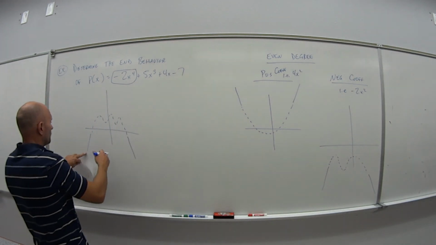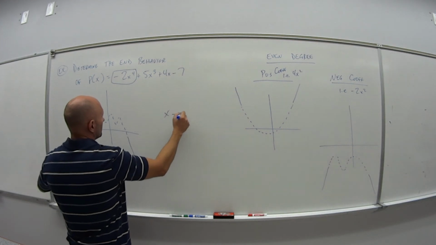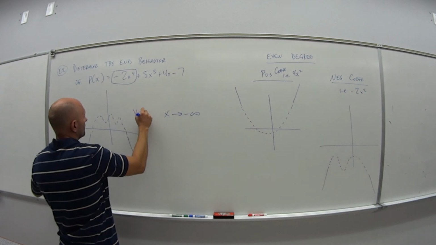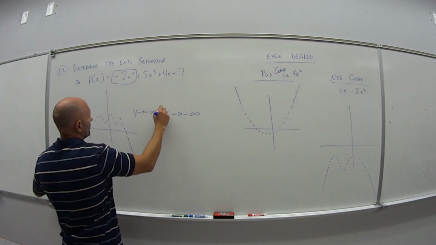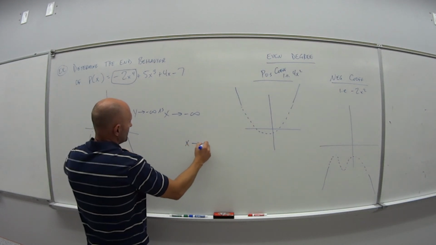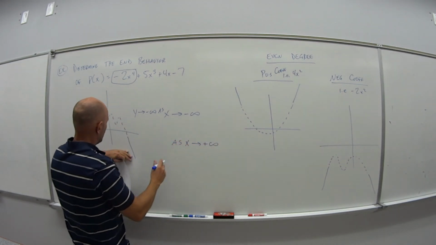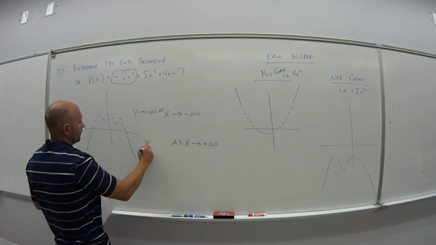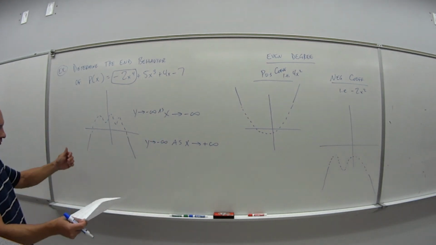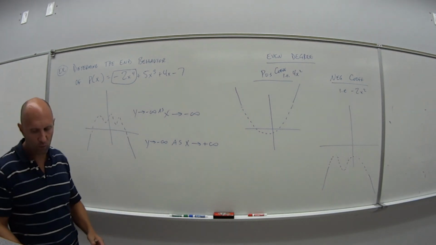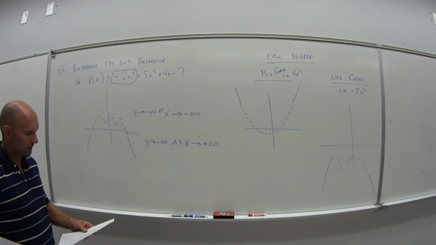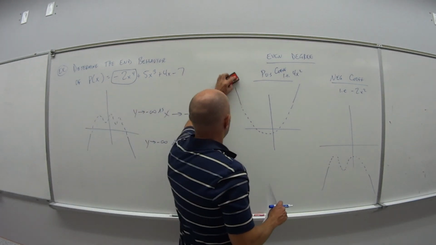Well, as x goes to negative infinity, y is also going towards negative infinity. And as x goes to positive infinity, y is still going towards negative infinity. So as x goes to the left and right, y is going to negative infinity. One more example, and that'll wrap up video 1.